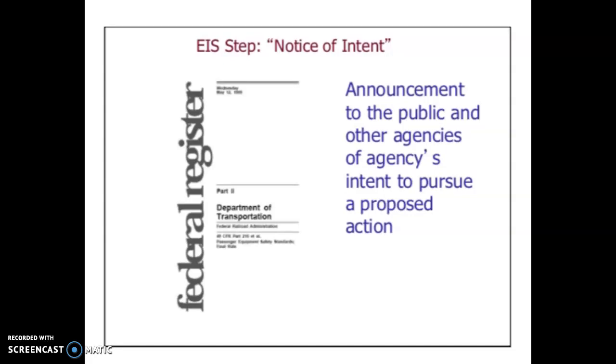So once the purpose and need is completed, the notice of intent is published in the Federal Register. This will announce to the public and to other agencies that they will pursue the action and prepare an EIS.